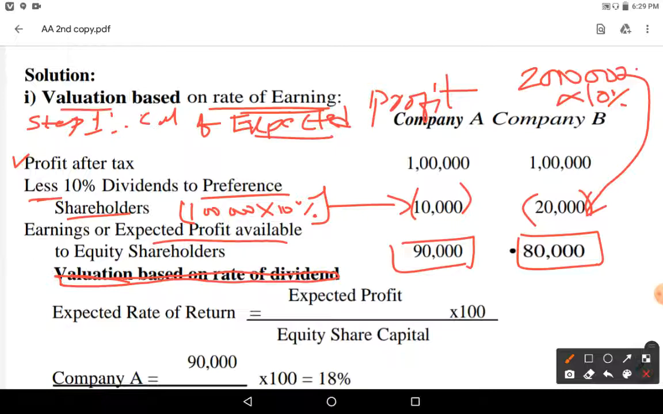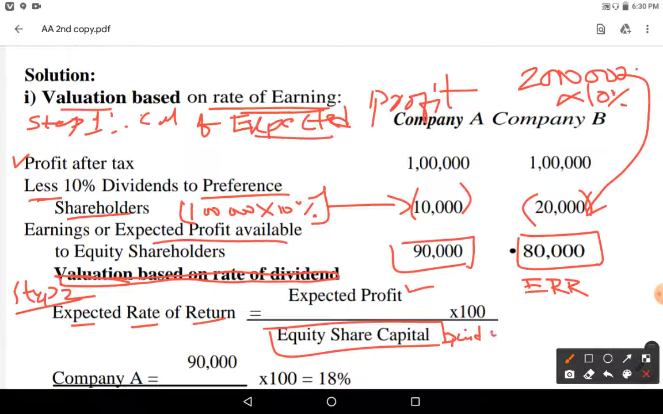So let us see step 2. What is step 2? Calculation of ERR, expected rate of return. How to get ERR? Expected rate of return is equal to expected profit divided by equity share capital. Please consider paid up only. In this problem it is not given, but generally partly paid will be given. So we need to consider paid up share capital only. So expected profit divided by equity share capital into 100.